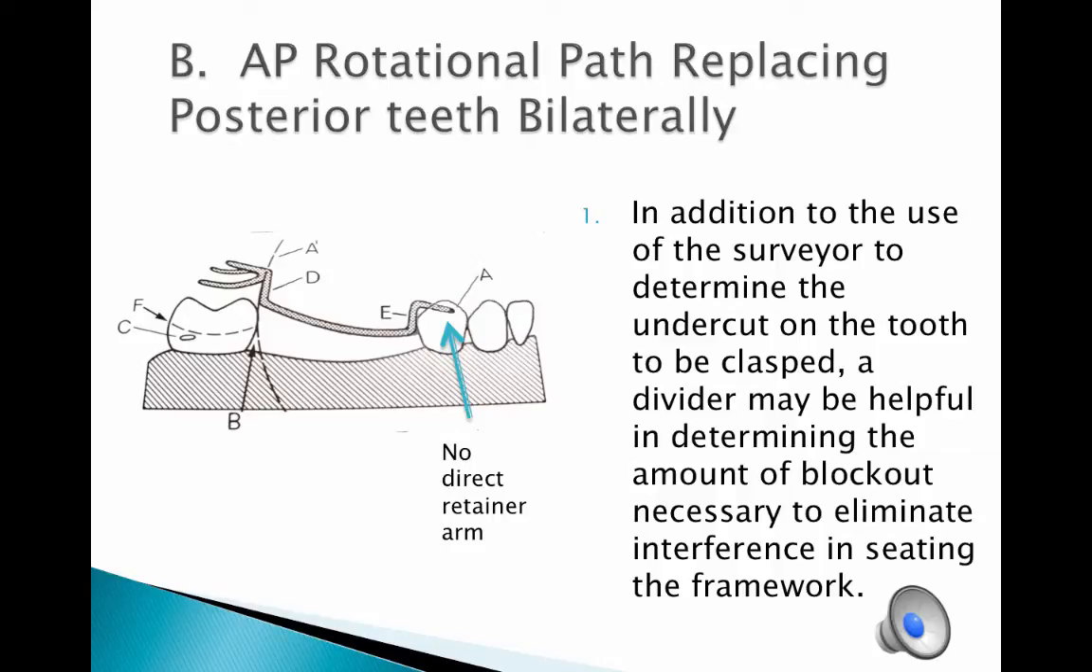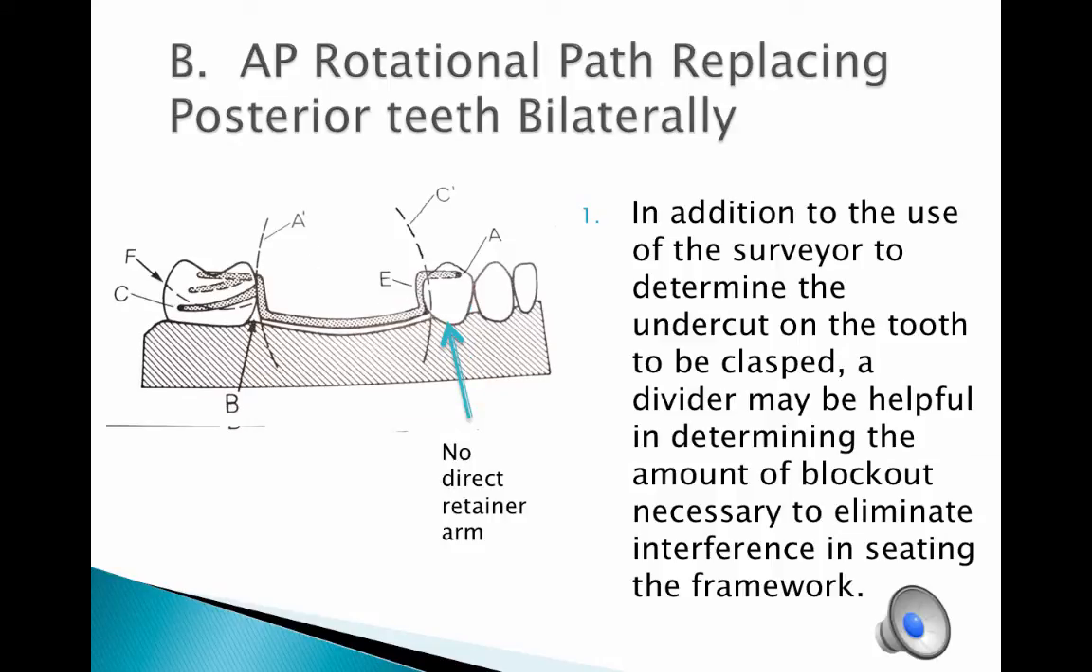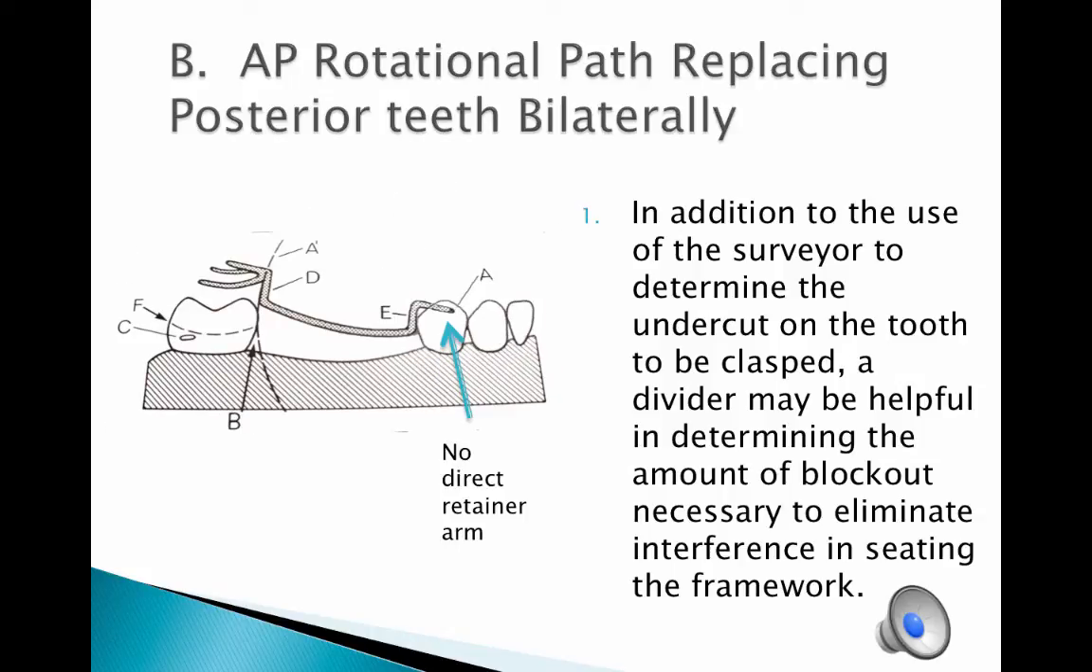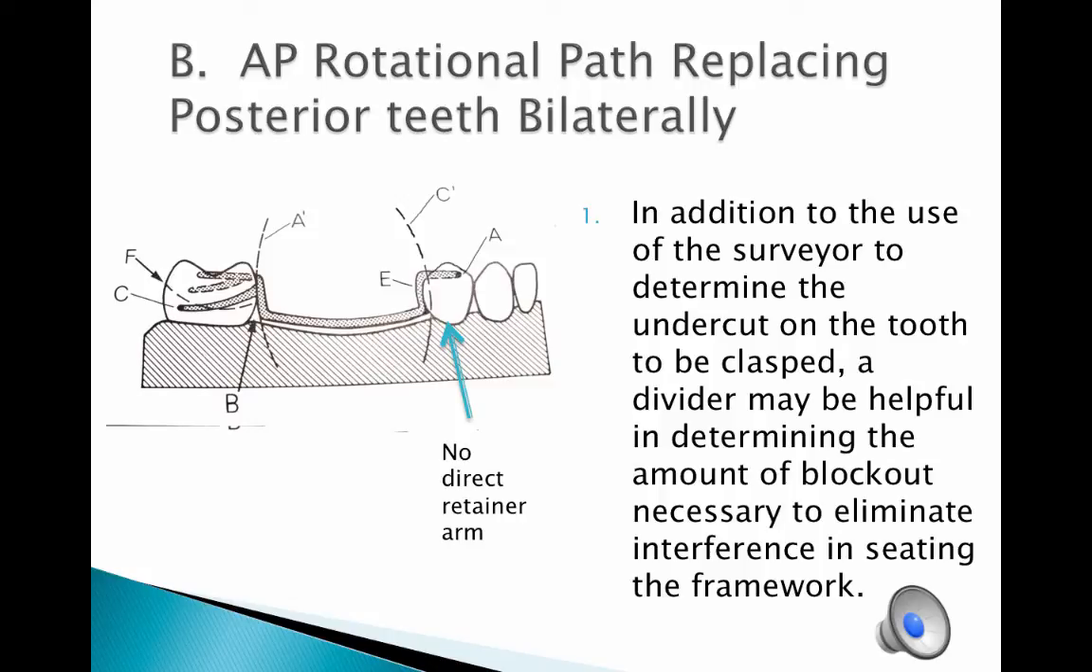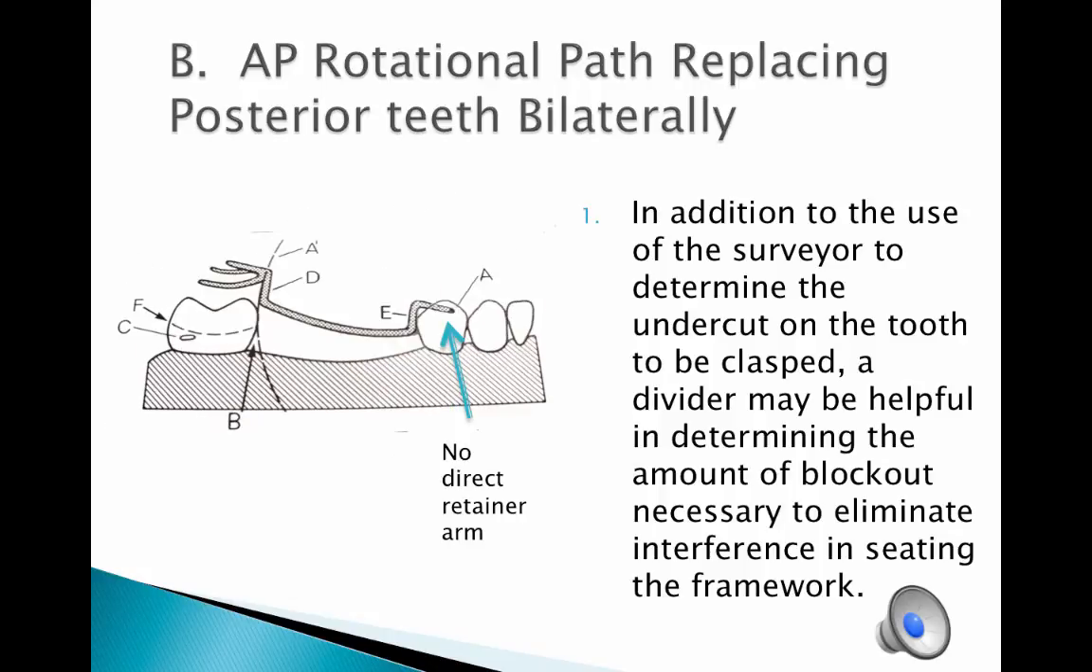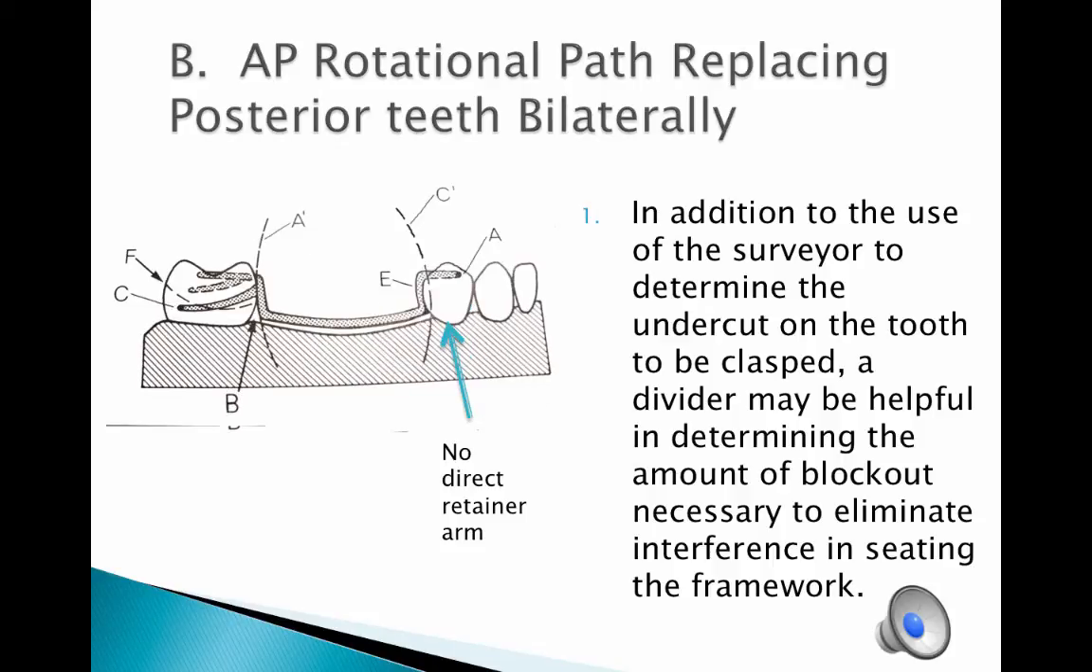The anterior-posterior rotational path design may be used replacing posterior teeth bilaterally and eliminating a direct retainer arm on the anterior abutments. This is used when aesthetics is desirable, especially on the maxillary arch. Analysis of the path the partial must take must be determined and the feasibility of this design determined.